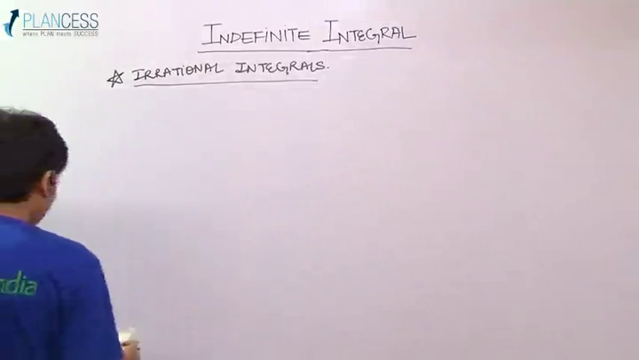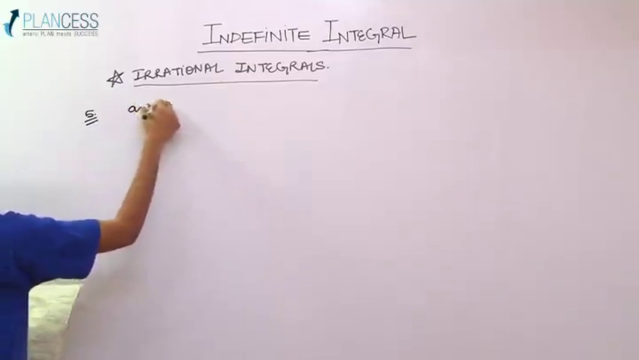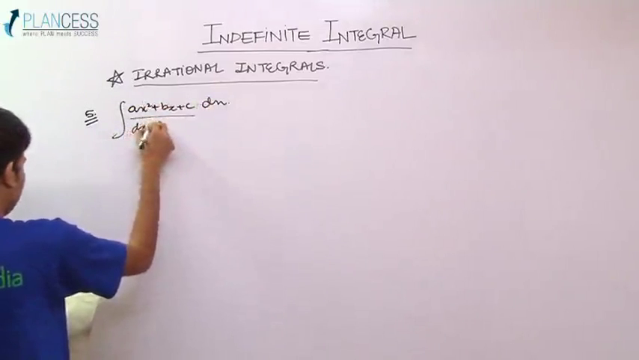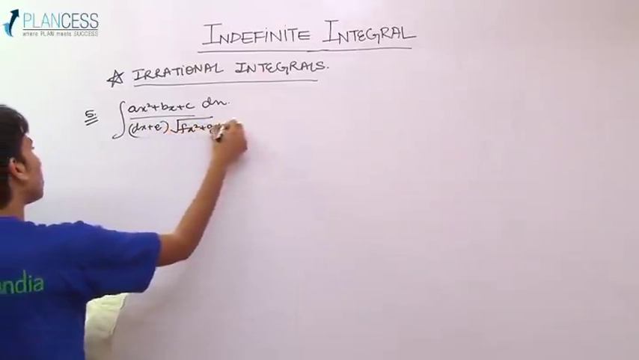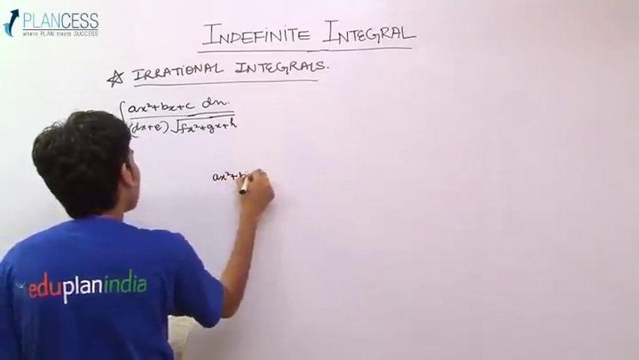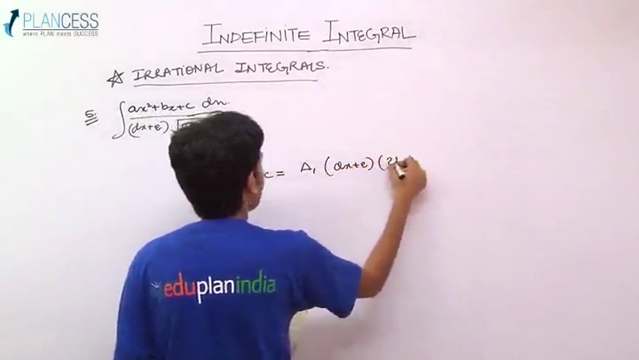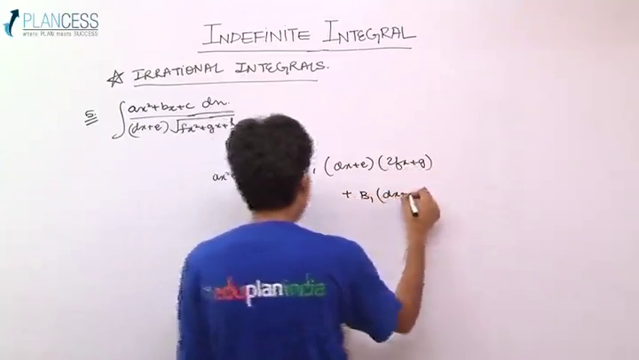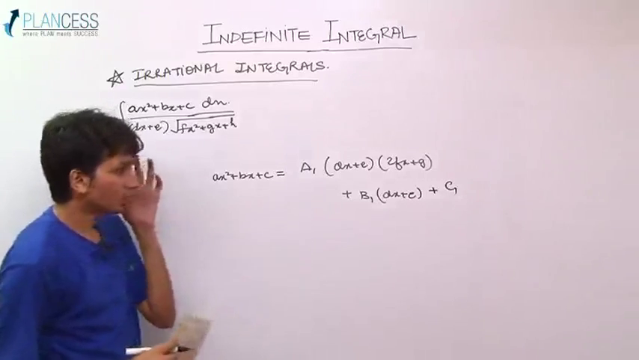Okay, so here the final one, the fifth one, says: integral of (ax square plus bx plus c) dx upon (dx plus e) under root (fx square plus gx plus h). If this format is given, all you have to do is try to express ax square plus bx plus c as a1 (dx plus e)(2fx plus g) plus b1 (dx plus e) plus c1. Okay, so try to express it as this.